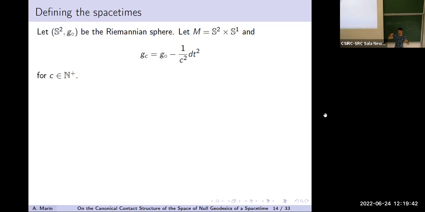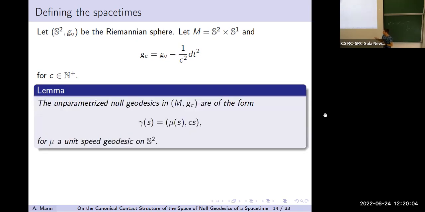Well, this is a very nice product, so I know that the null geodesic is going to split into a geodesic on S^2 and then a geodesic on S^1. So every geodesic is going to be a great circle in S^2, and then just traveling in the S^1 at constant speed. And I only need to tell you how fast I'm traveling one with respect to the other, and I will have the whole picture.